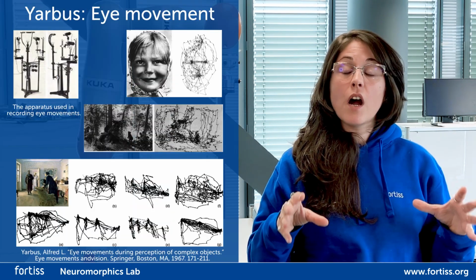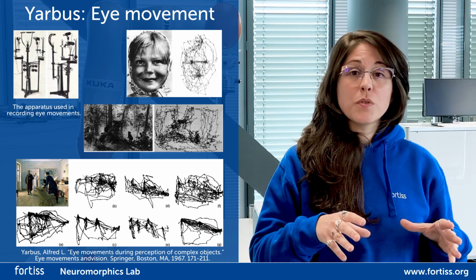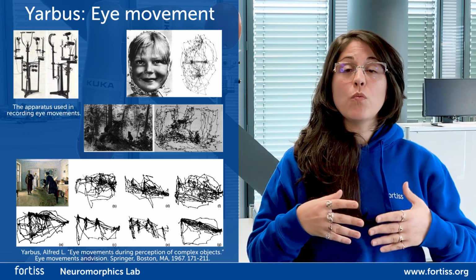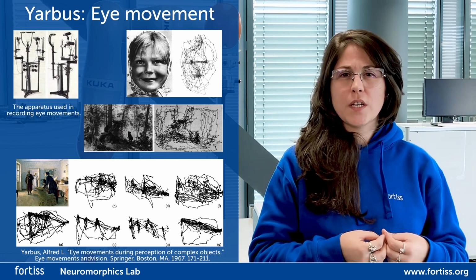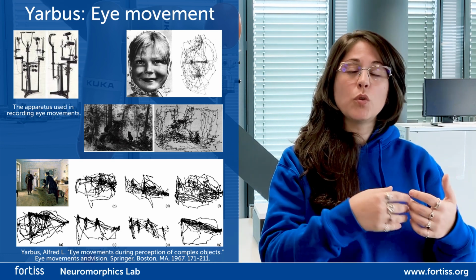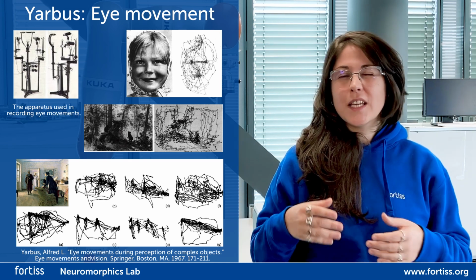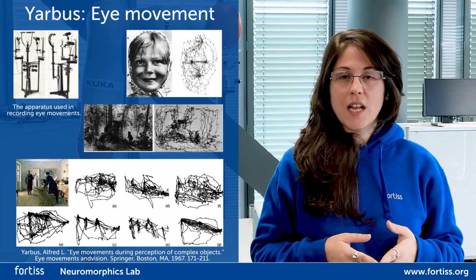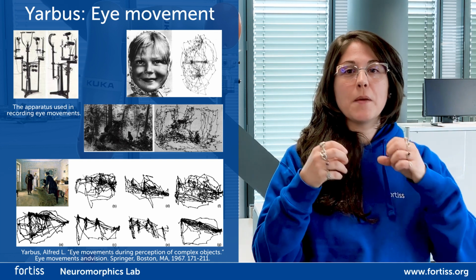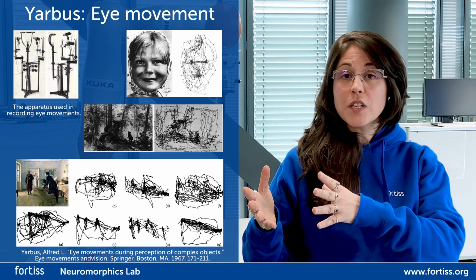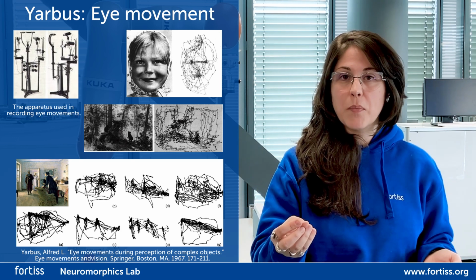Let's have a look at Yarbus' experiments from 1967. Yarbus was a psychologist, and he did lots of experiments on subjects. And he asked them to look at different images, like the ones that you are looking at now. So you have images of people in a room, images of the face of a young lady, and images of a forest where there is a bear.